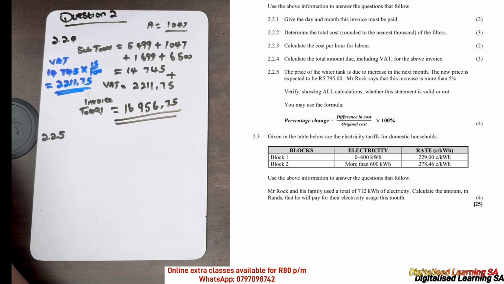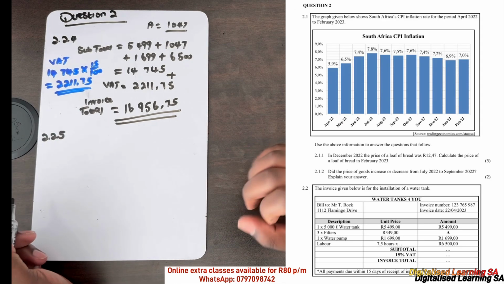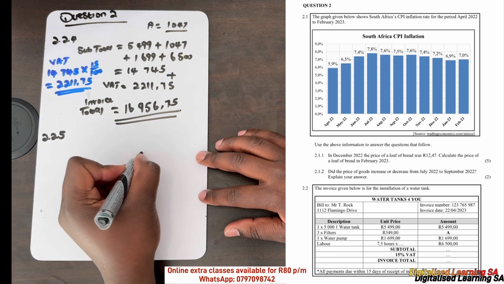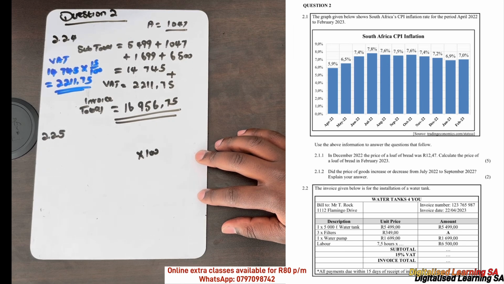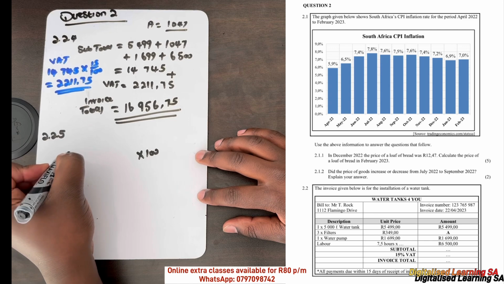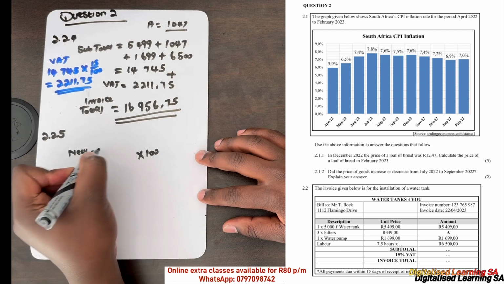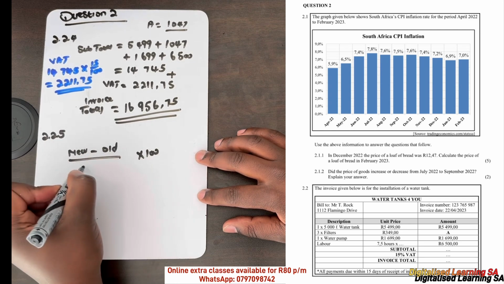And then we are told that we may use the following formula, the percentage change. So always remember that if we are calculating the percentage change, we need to multiply by 100 so that the answer that we get is in the percentage form. The formula says difference in cost divided by the original cost. So this formula looks a bit confusing. If we are calculating the percentage change, we can always use the formula which says new minus old divided by old.